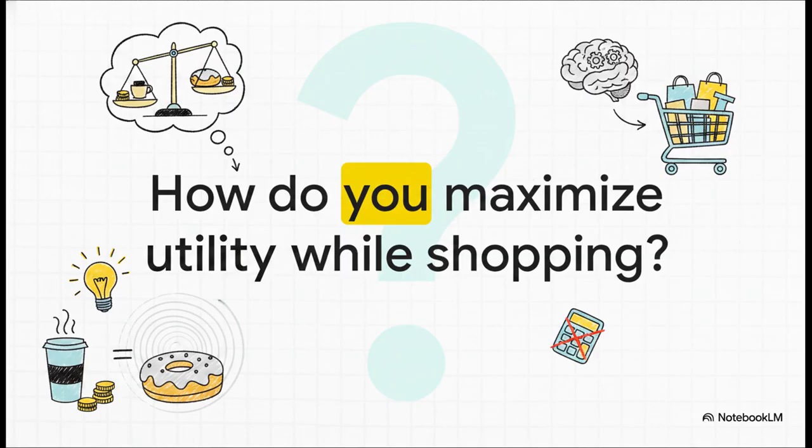So, I'll leave you with this thought to ponder. How do you implicitly use this proportionality rule to maximize utility during your own daily shopping? Next time you're standing in line choosing between that basic cup of coffee and the fancy pastry, remember the 320 utils and ask yourself, are you really getting the most joy per rupee?